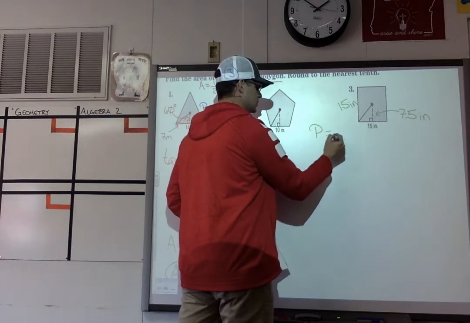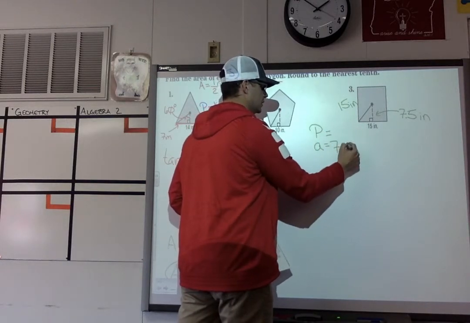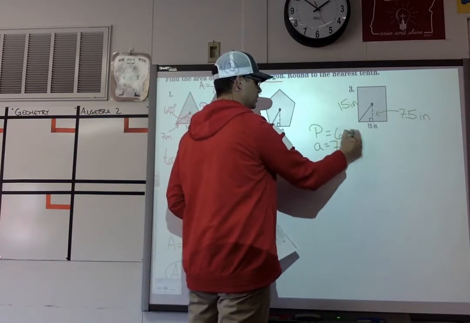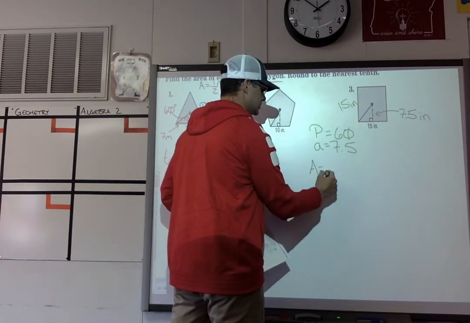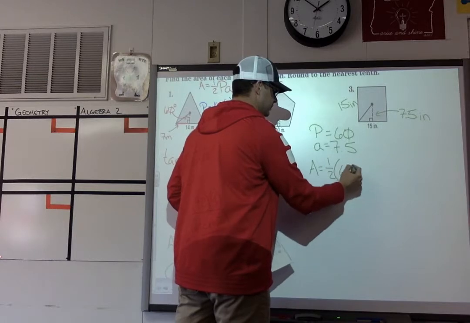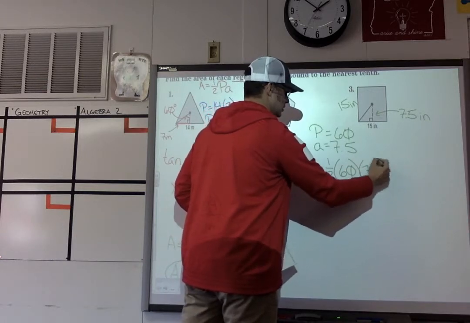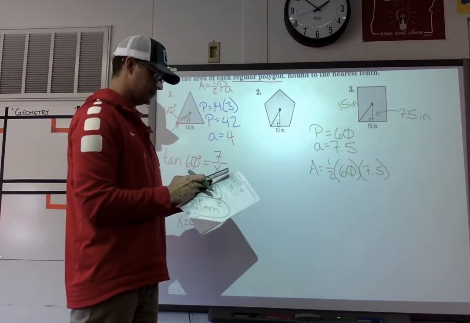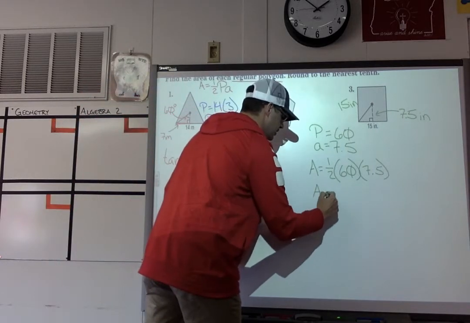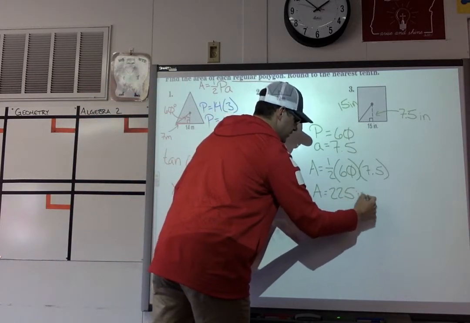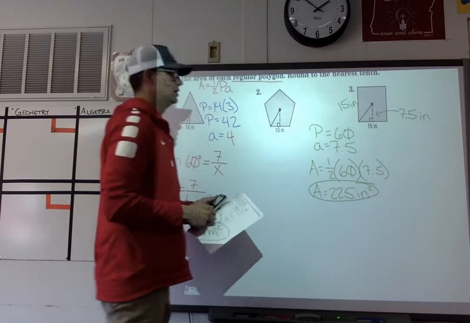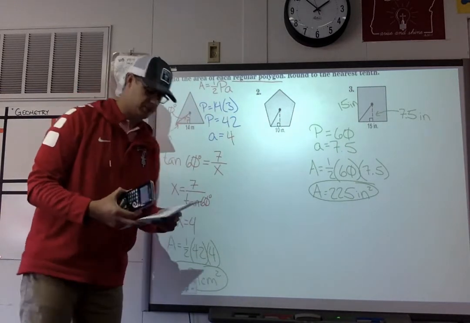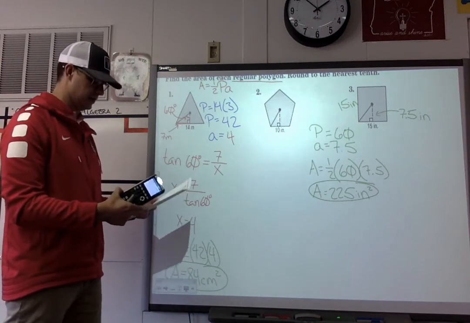So in this case, we need the perimeter and the apothem. The apothem is 7.5. Perimeter is going to be 15 times 4, which is 60. So we would say the area is equal to 1/2 times 60 times 7.5. So 1/2 times 60 gives us 30, times 7.5 would give us an area of 225 inches squared. Now, the square is the only shape that works for this. Every other shape, you have to do all of the steps in order to find the apothem.